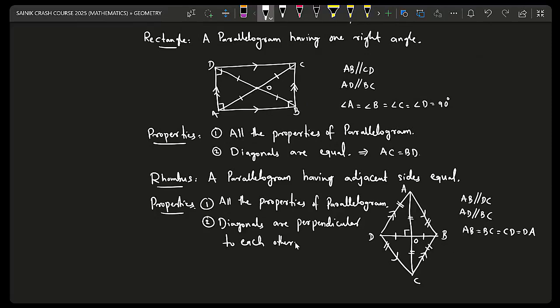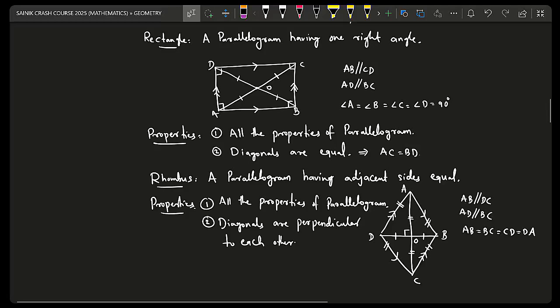So any doubts till rectangle and rhombus also, you can ask now. Any doubts still here? Nishika, do you have any doubts? Nishika? Sir, yes Nishika? Sir, I have a doubt. Tell me. Sir, in rectangle. Okay, what is your doubt in rectangle?